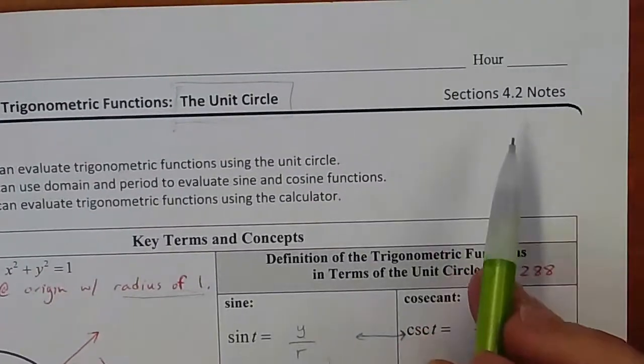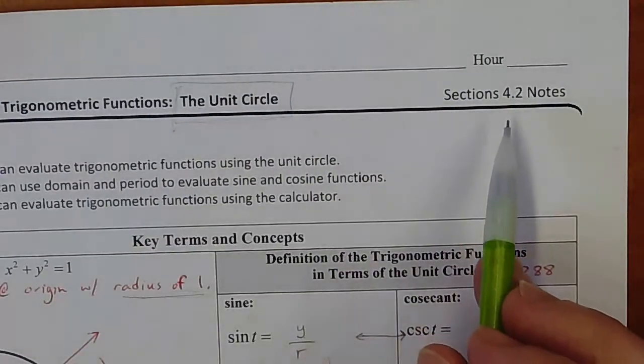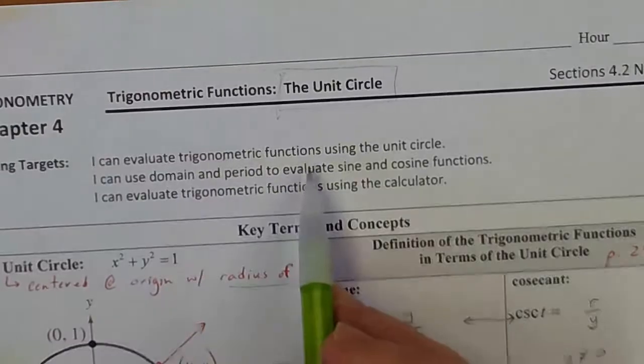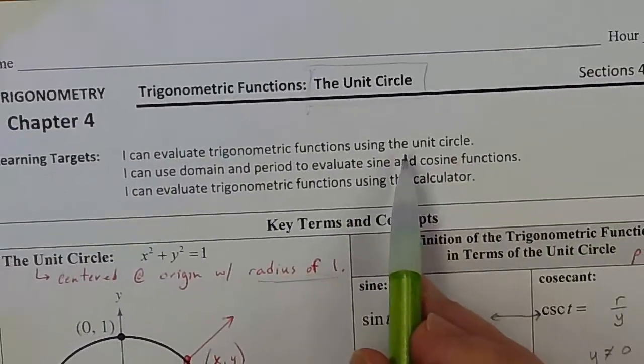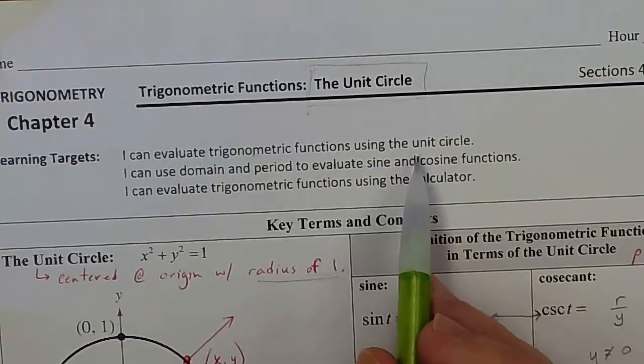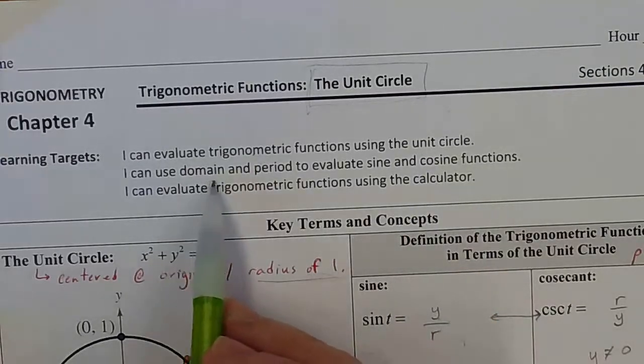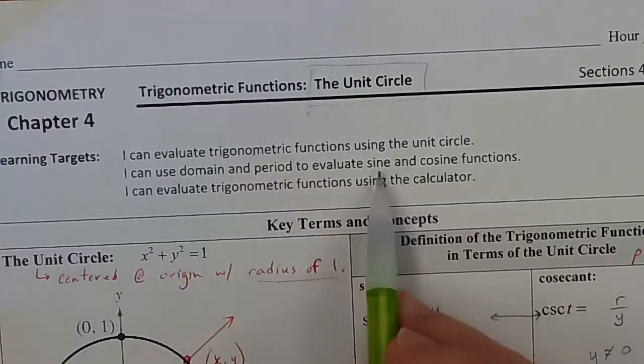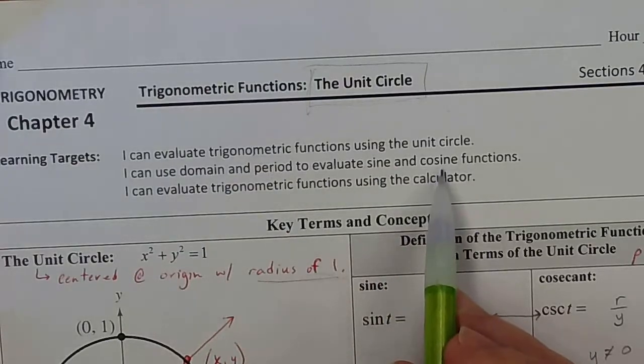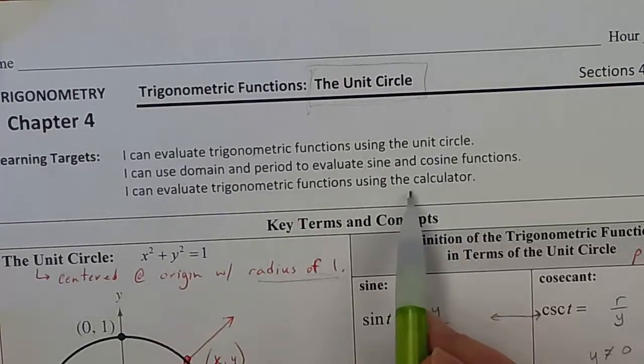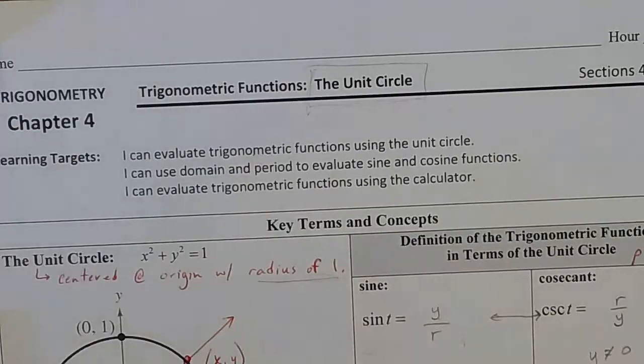Okay, today we're going to wrap up section 4.2. We're going to do a little bit more with evaluating these trig functions using the unit circle. We didn't tackle quadrantal angles yet, so we're going to do that right away. And then I'll show you how we just use domain and period of these trig functions to evaluate any of the trig functions, really. We don't really need to spend much time with the calculator. Learning target for now.